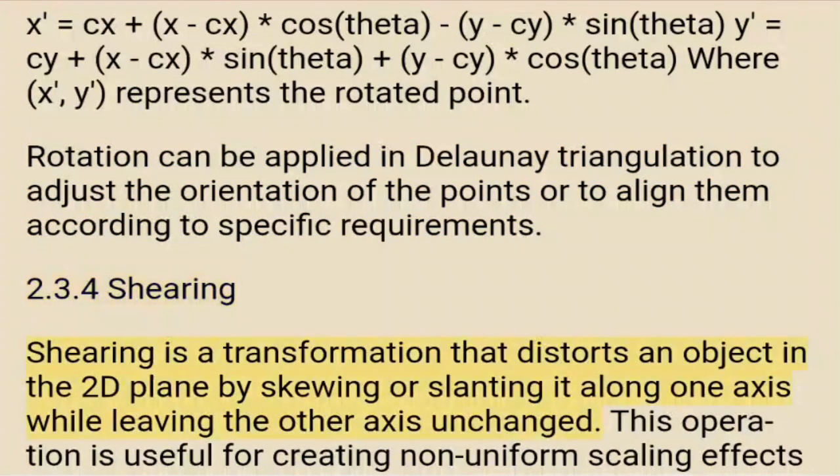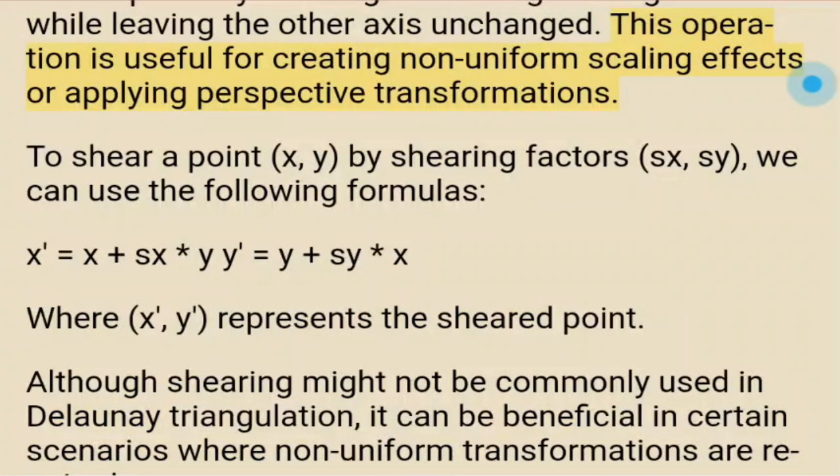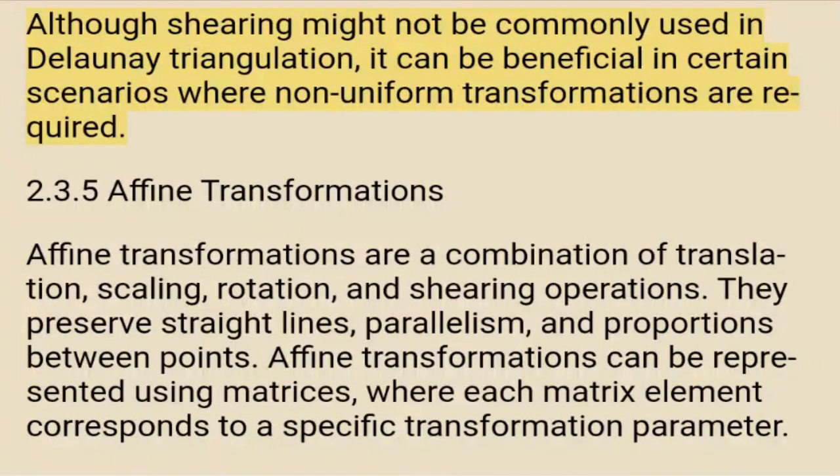2.3.4 Shearing. Shearing is a transformation that distorts an object in the 2D plane by skewing or slanting it along one axis while leaving the other axis unchanged. This operation is useful for creating non-uniform scaling effects or applying perspective transformations. To shear a point (x, y) by shearing factors sx, sy, we can use the following formulas. x' = x + sx * y, y' = y + sy * x, where (x', y') represents the sheared point. Although shearing might not be commonly used in Delaunay triangulation, it can be beneficial in certain scenarios where non-uniform transformations are required.